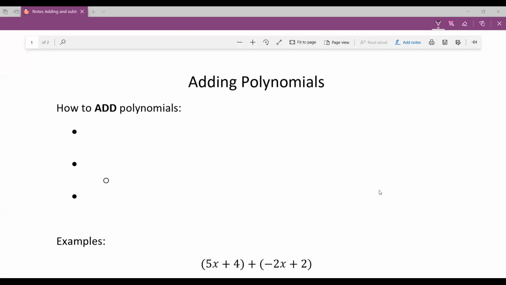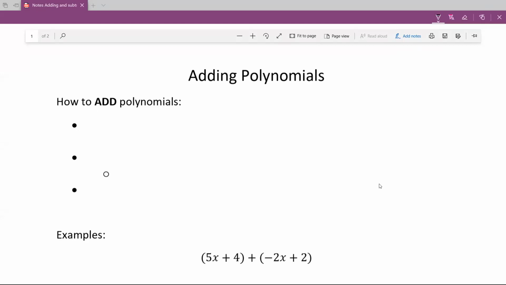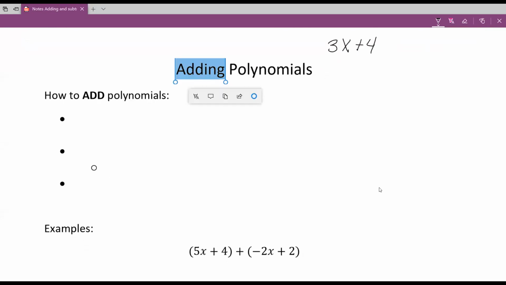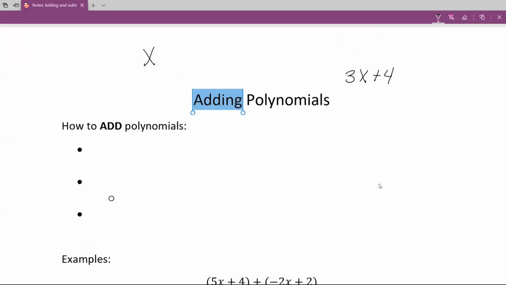All right, welcome to our new unit or section. We've actually been doing this for a long time and just didn't realize it. But today we're going to add and subtract polynomials. So reminder for you, a polynomial is when we add or subtract a bunch of monomials. So something like 3x plus 4 is a polynomial. X to the third plus 3x plus 2 is a polynomial.